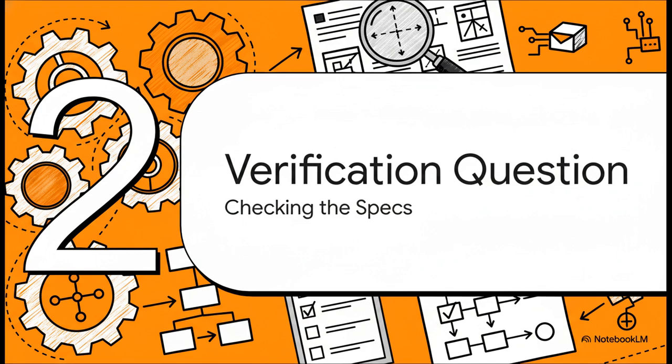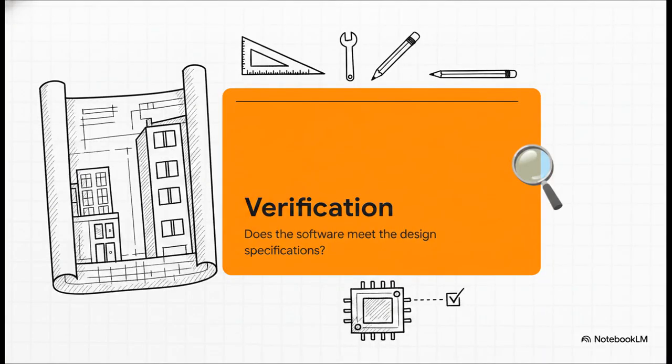The verification question, or checking the specs. So verification is the process of ensuring the product is built according to the requirements and design specifications. Think of it strictly as checking the blueprint. At this stage, we are not asking if the blueprint is actually good or if the architecture even makes sense for the neighborhood. We're just asking, did the builders follow the blueprint they were handed, right down to the letter? Does this software meet the precise design specs laid out at the very beginning of the sprint?